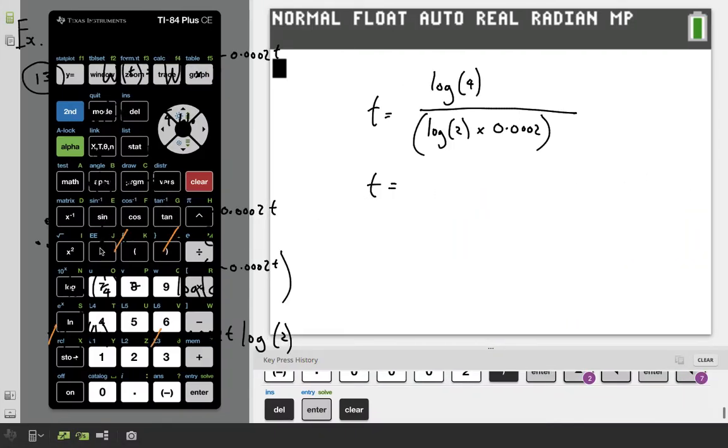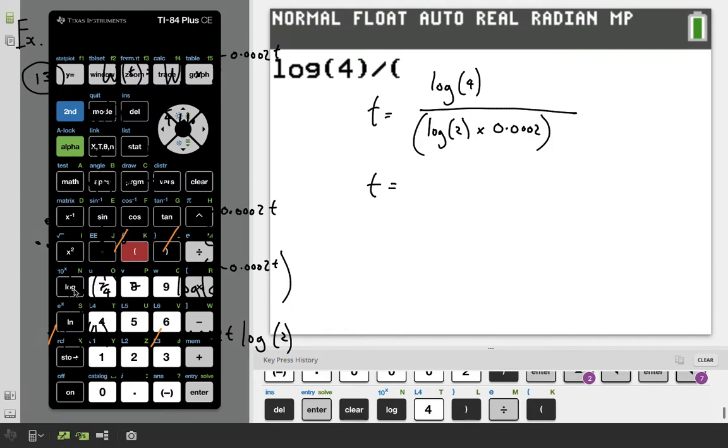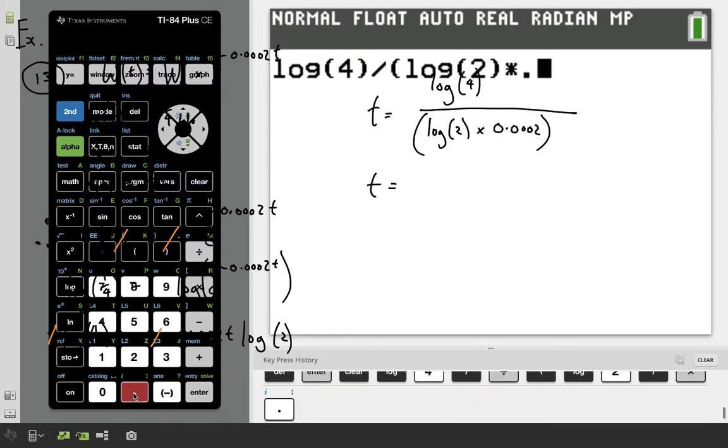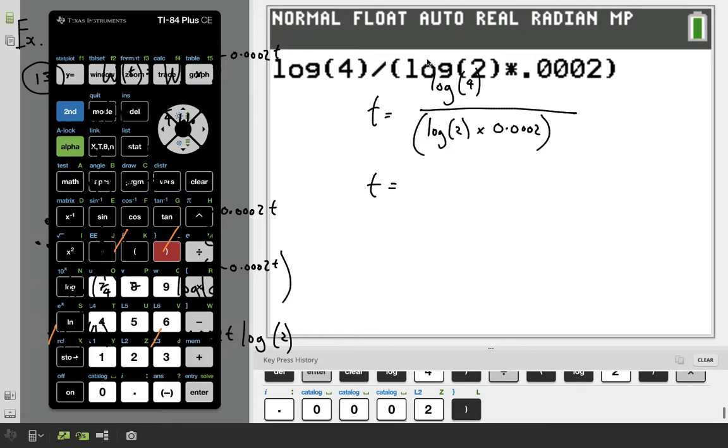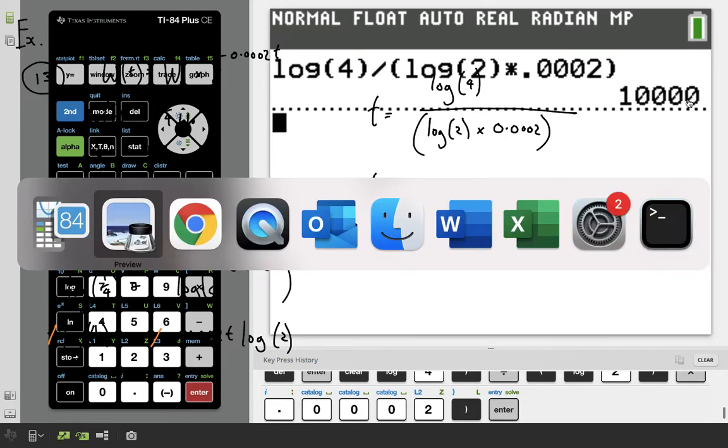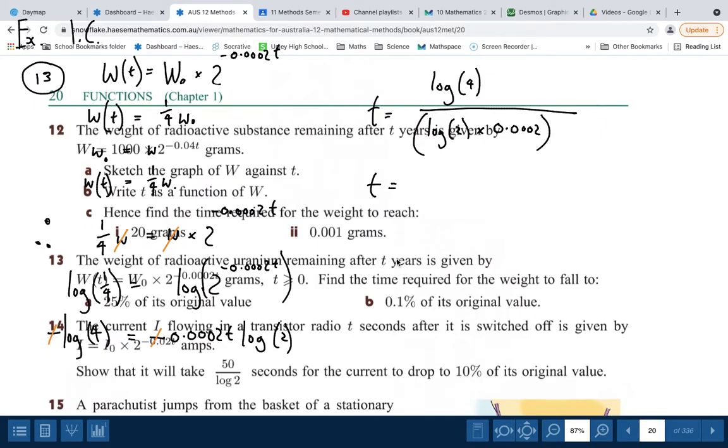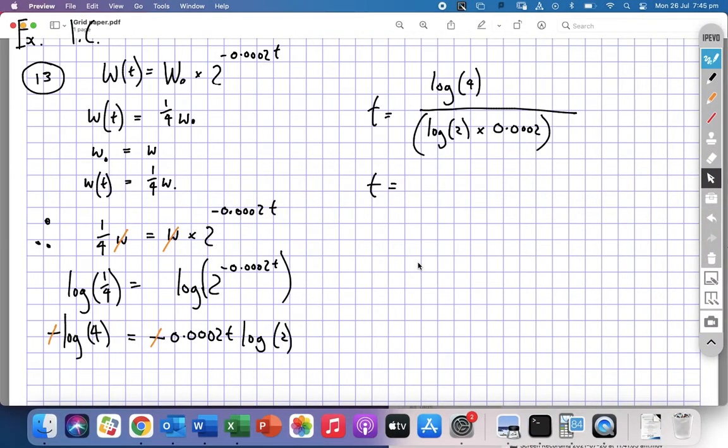We've got log 4. By the way, I've used logs in base 10. I could have used natural log. We use natural log so much in this course. If you get used to using that, you can use it here in a question like this. 0.0002, count these up, and notice that I'm putting all of this divisor in brackets here, what I'm dividing by. So the answer is 10,000. I assume this was in years, right? Yeah, t years.